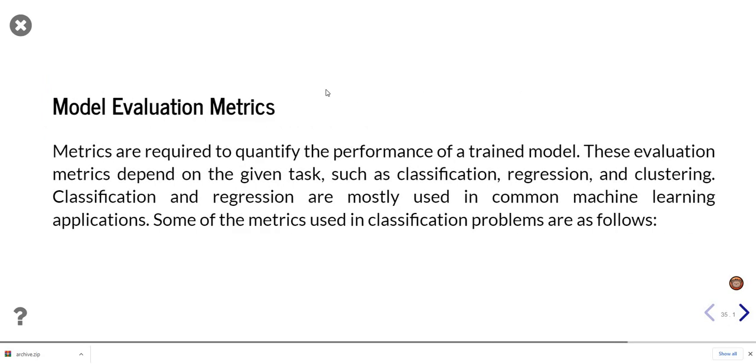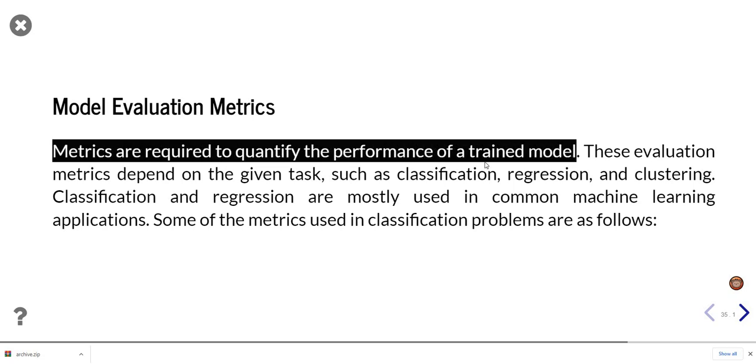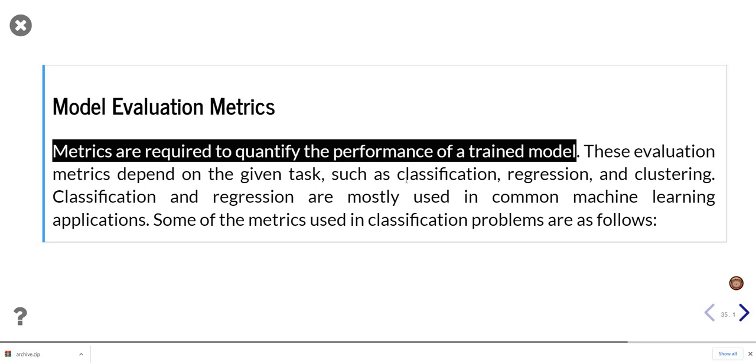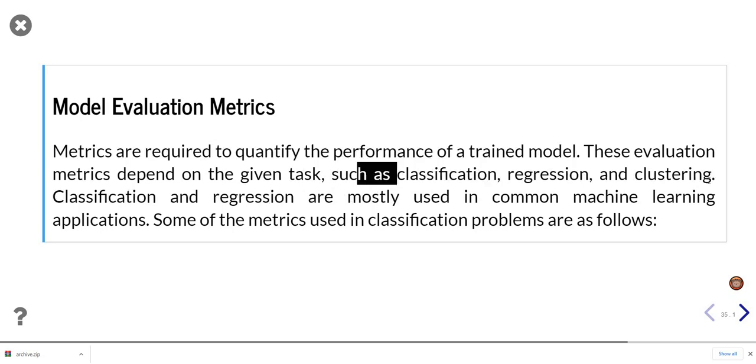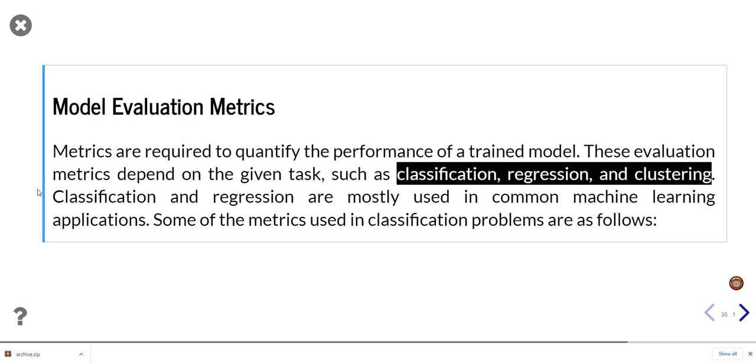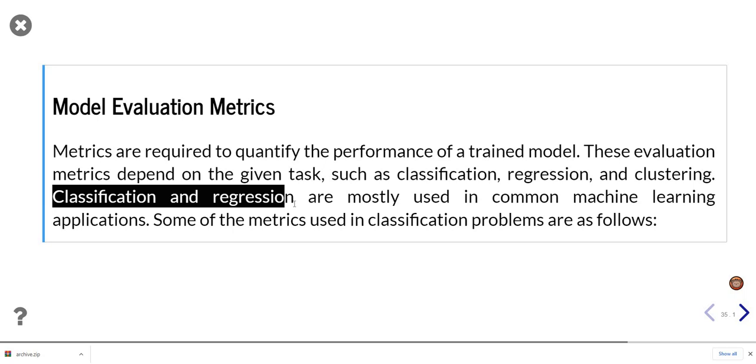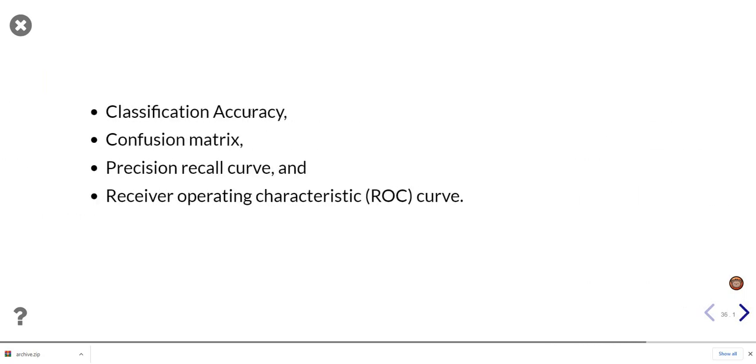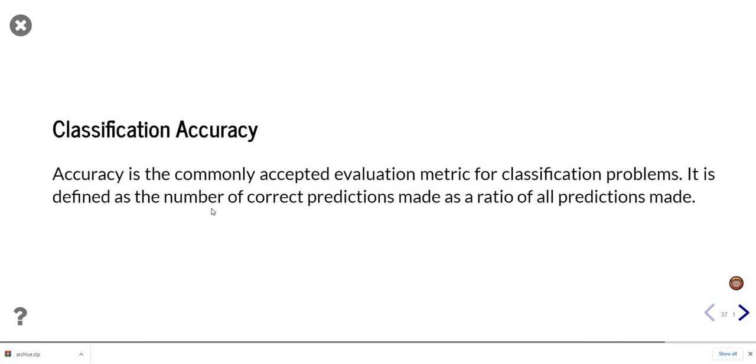When we talked about model evaluation metrics, we already covered some of this before. Some metrics are required to quantify the performance of the trained model. Of course it depends on the given task, for example classification, regression, and clustering. Most of the time we use classification and regression. Some of the metrics used in classification and regression are as follows: classification accuracy, confusion matrix, precision-recall curve, and ROC, which is known as the receiver operating characteristic curve. We will see this soon.